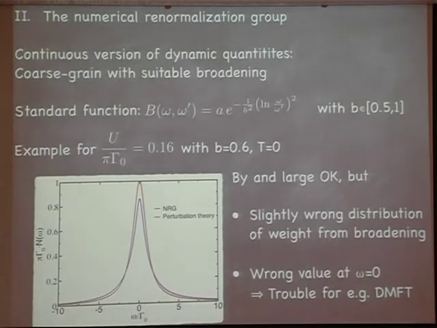So what you do then is take this data and plug in some broadening, and it turns out log Gaussian broadening is a viable idea, with a broadening factor between 0.5 and 1. Now if you do the calculation for the small U case, where you expect nothing to happen, that's the result. Perturbation theory gives you the red curve, NRG gives you the blue curve, and you see they don't match very nicely. The distribution of weight is not as good as it should be, and the height here is miserably wrong. This will mean immediate trouble if you want to do this with DMFT, because if you plug this into a self-consistency loop, it will simply blow apart.